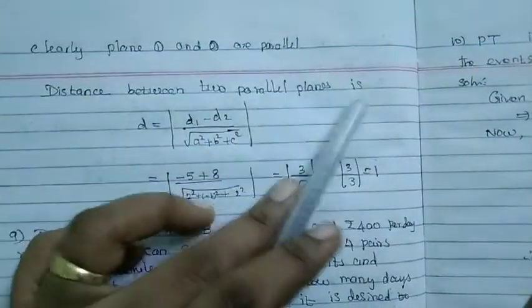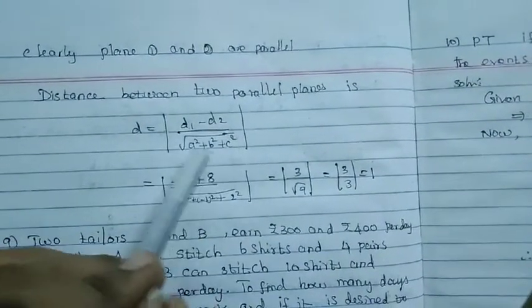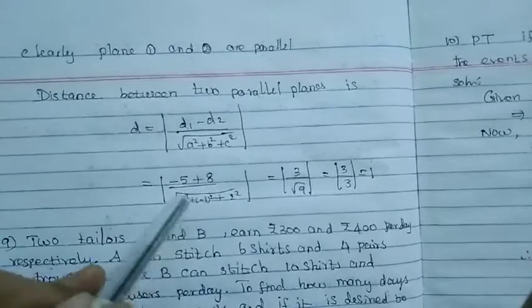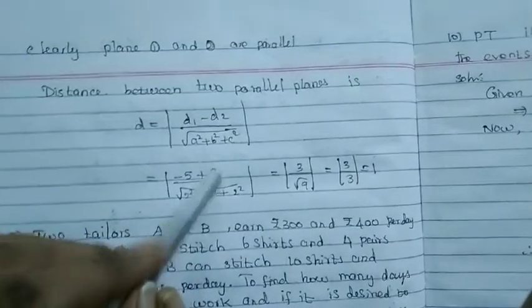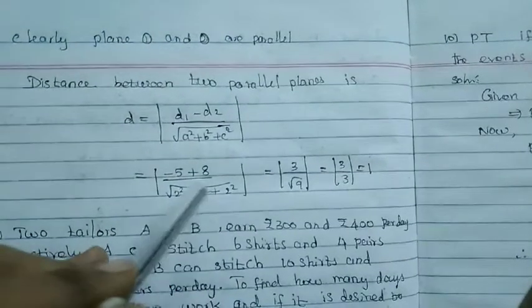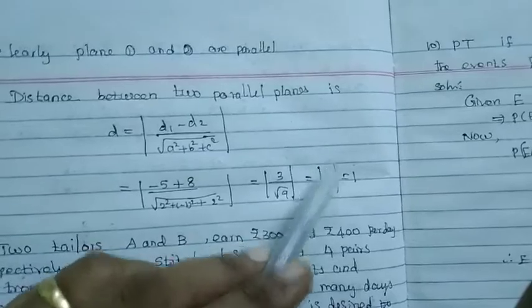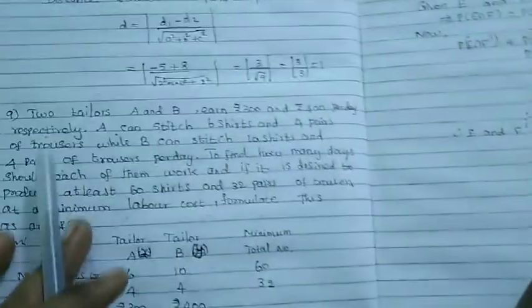The distance between two parallel planes is d equals d1 minus d2 by root of a square plus b square plus c square. d1 is minus 5 and d2 is minus 8. Minus into minus 8 means this becomes plus 8, by root of 2 square plus minus 1 square plus 2 square. So 3 by root 9. So finally we are getting 3 by 3 equals 1.